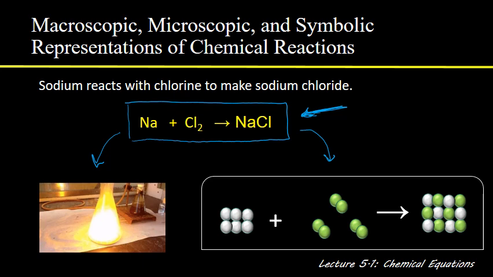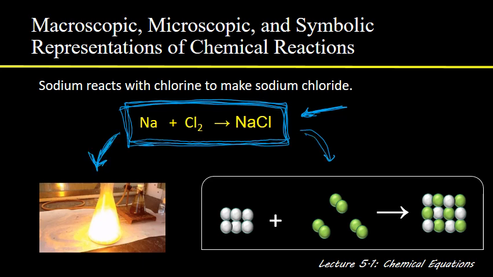So if you're working with chemical equations and you're just thinking about this, then you're doing it wrong. There are a lot of important things we can do with the symbolic representation, but remember that the symbolic representation means both this and this. And so those are the things that we ultimately really should be thinking about.